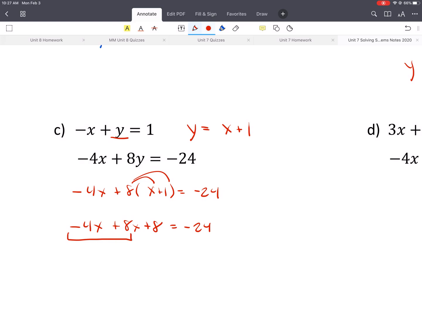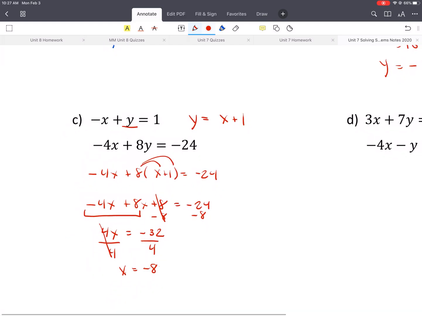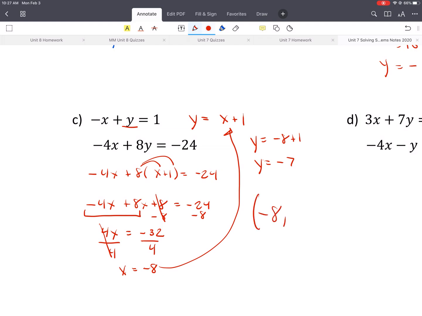Combining like terms, that gives us 4x, and then maybe we'll subtract 8 from both sides. We'll get 4x equals negative 32, and then we'll divide both sides by 4. X is equal to negative 8. And then we could plug that into that equation, get y is equal to negative 8 plus 1. So y is negative 7. So our ordered pair will be negative 8, negative 7.